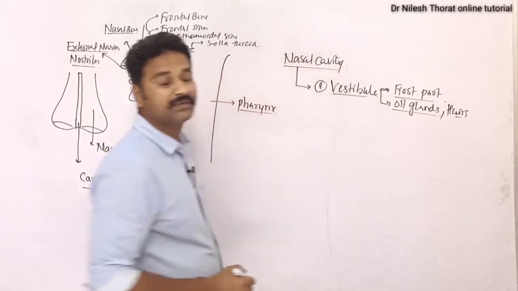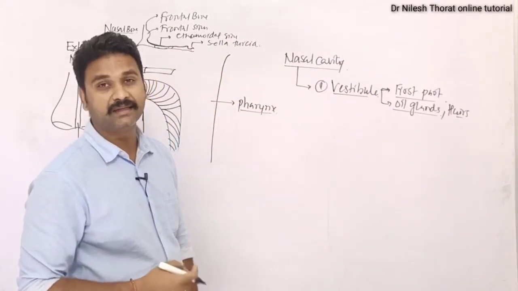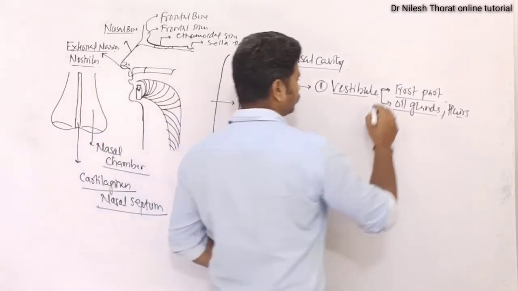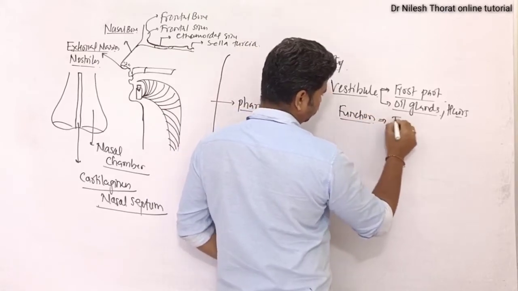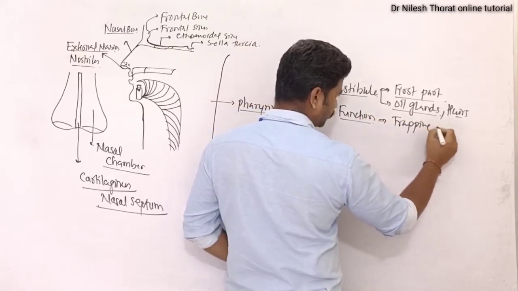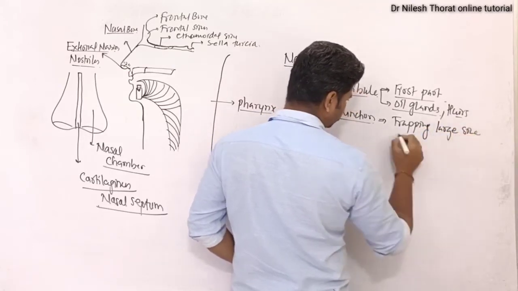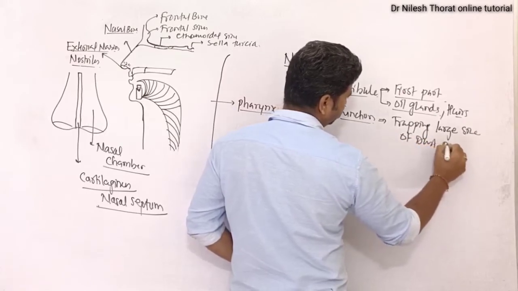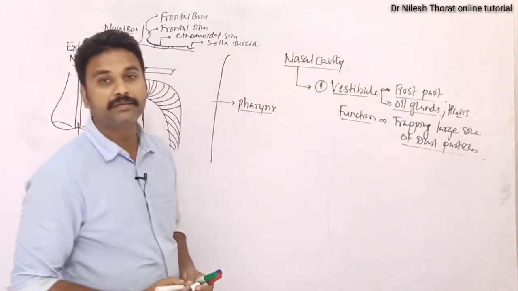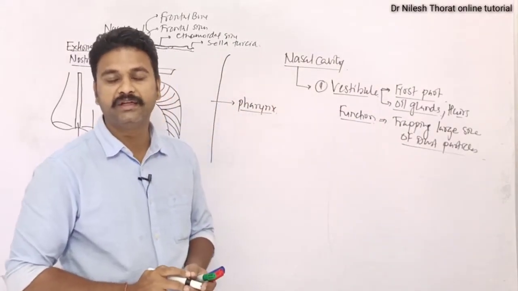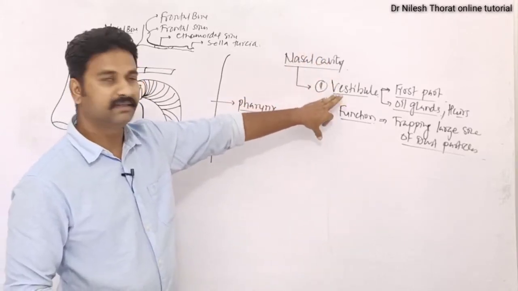The function of this vestibule is to trap the large size dust particles from entering into the respiratory system. So functionally, trapping large size dust particles. So the vestibule will filter the air which is going inside the respiratory tract. That is the function of the first part of nasal cavity, that is vestibule.